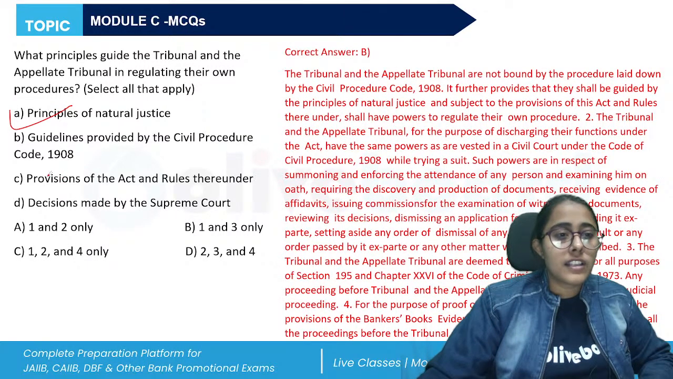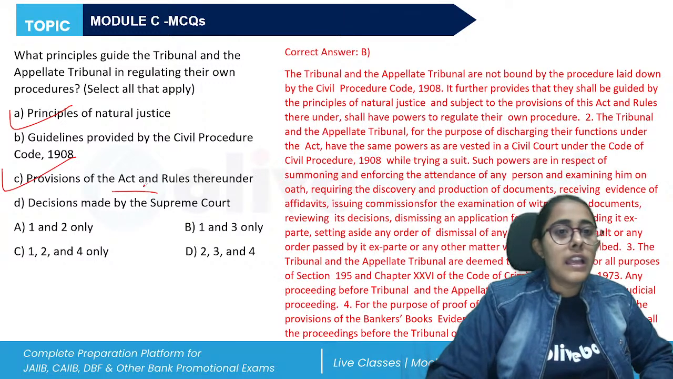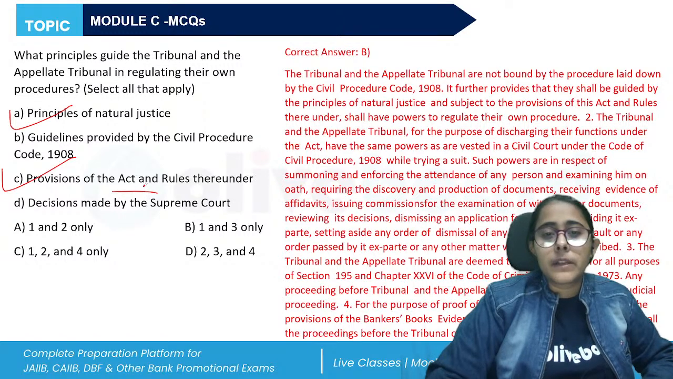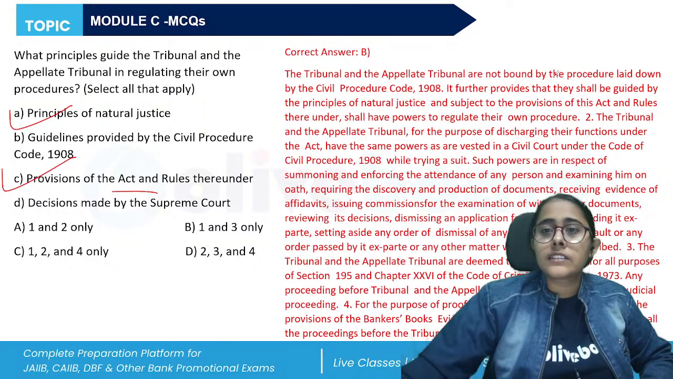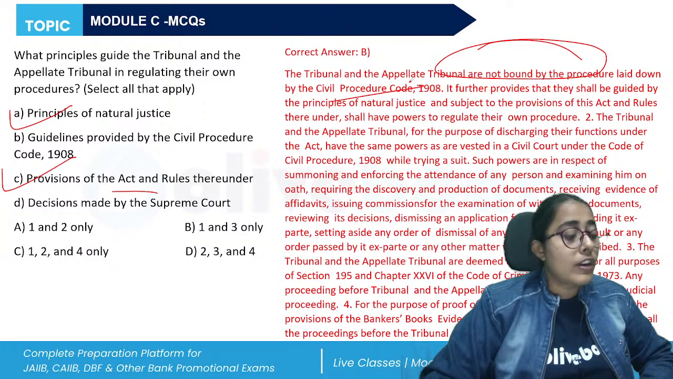The principles of natural justice and the provisions of the Act and rules thereunder are going to guide the tribunal and the DRAT. Alright? So the tribunal and the appellate tribunal are not bound by the procedures laid down by the Civil Procedure Code. They're not limited by it. It further provides that they shall be guided by the principles of natural justice and the provisions of the Act.